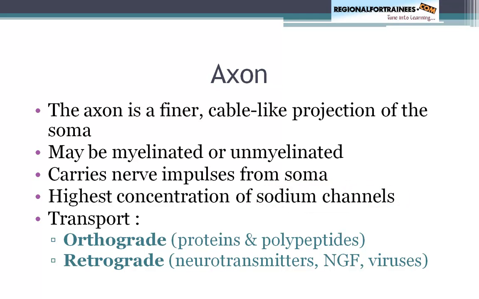and importantly transports substances either in the downward direction, which is called orthograde, from soma to the axon terminal, and these are the proteins and the polypeptides which are important for formation of neurotransmitters, or the transport can be retrograde. In this case, some of the neurotransmitters which are absorbed from the synaptic terminal are sent back to the soma for reprocessing, for recycling. Sometimes they can transmit viruses, sometimes they get hold of nerve growth factors and transmit them across in a retrograde manner back to the cell soma.